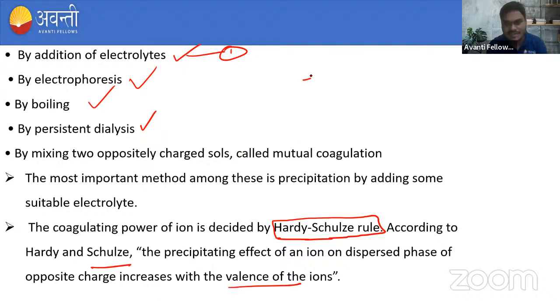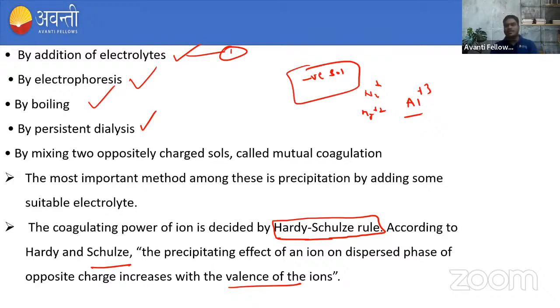For example, if we have a negative sol, okay, and we have Na+, we have Mg2+, we have Al3+, and this we have a negative sol. So for coagulating of negative sol, we need some positive ion. So out of this Na+, Mg2+ and Al3+, which one is more effective? So according to the Hardy-Schulze rule, Al3+ is more effective, right? So this is all about the Hardy-Schulze rule. That is the precipitating effect of ion on a dispersed phase of the opposite charge increases with the valence of the ions. So more the valence of the ions, more stronger coagulating power they have. Okay, so this is all about the Hardy-Schulze rule.